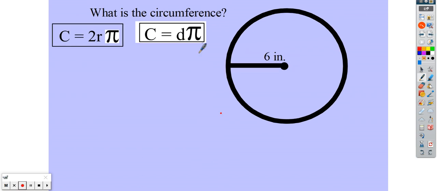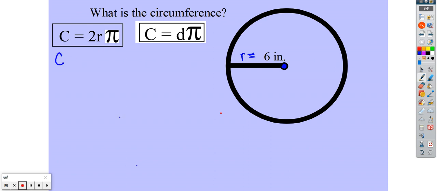Okay, I have a circle. I'm asked to find the circumference, the distance around, and I'm given that from the center halfway across is 6 inches. I know that's my radius. So that means I'm going to use this formula right here because they've given me my radius.